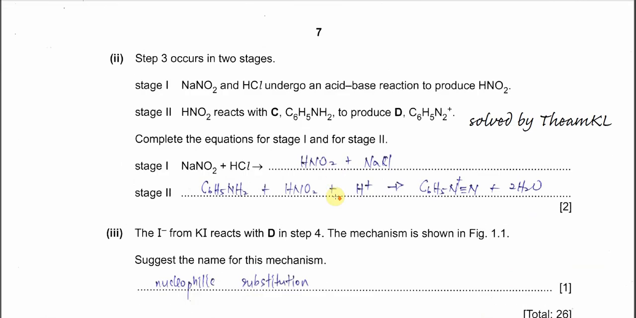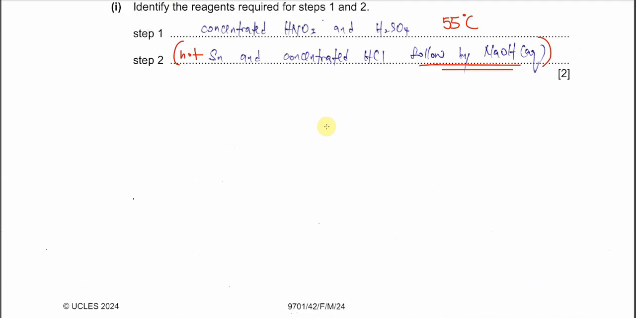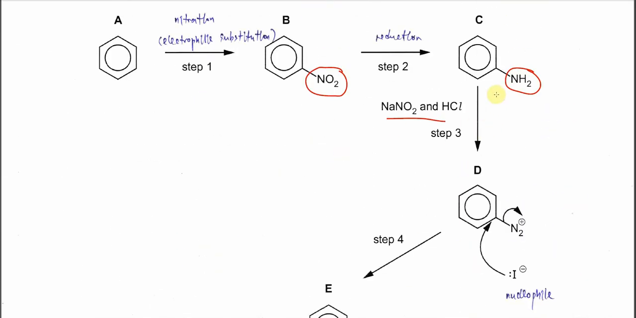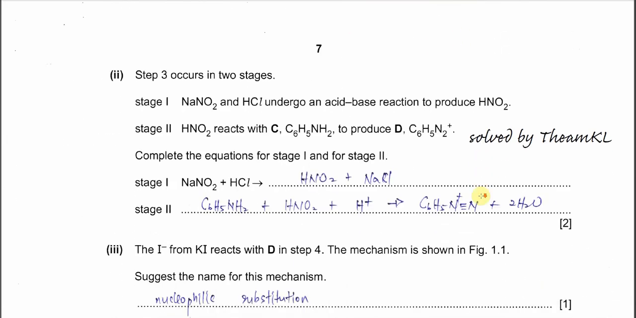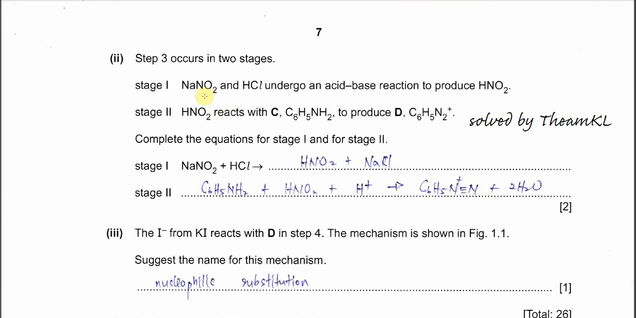Part 2. Step 3 occurs in 2 stages. Step 3 is from phenylamine to benzene diazonium ion. Stage 1 is sodium nitrite with HCl undergoing an acid-base reaction to produce HNO2. Very easy. So you just need to complete the equation. The sodium nitrite with HCl forms HNO2 and the salt NaCl.